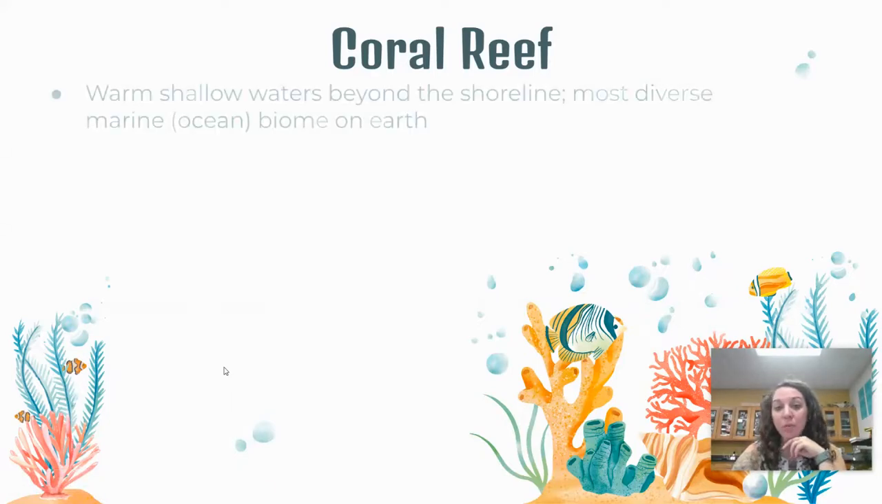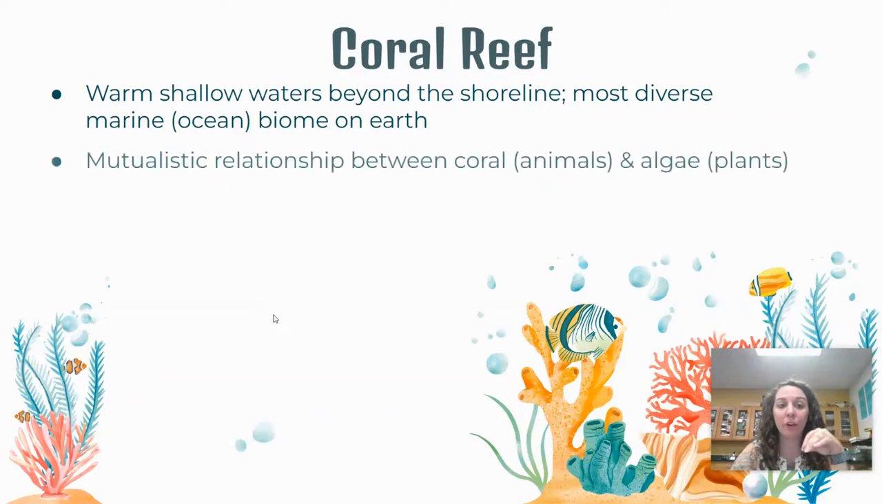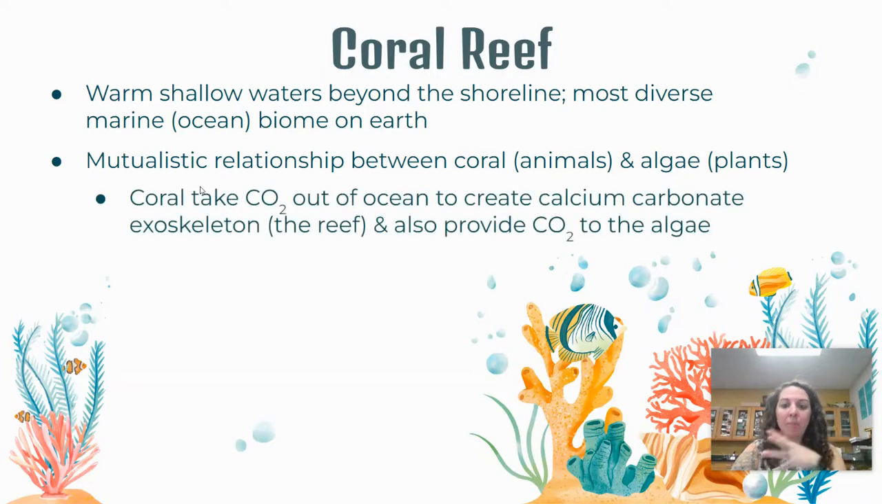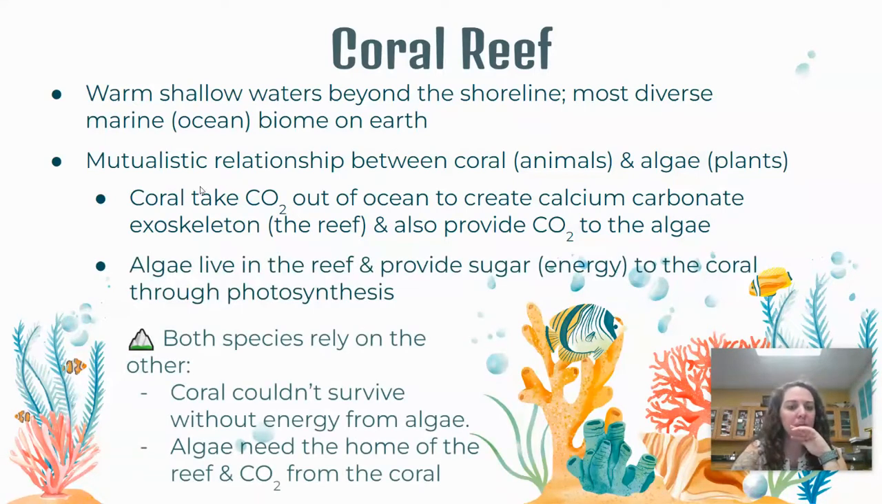So with our coral reef, this is warm, shallow water. It's past the shoreline, and this is the most diverse marine ocean biome on Earth. It's a mutualistic relationship between the coral and the algae, like we already talked about. So I'm not going to sit here and explain that for a long period of time. So just know that they both rely on each other. Without the algae, the coral couldn't survive. Without the coral, the algae couldn't survive.